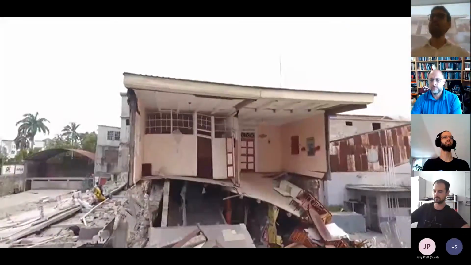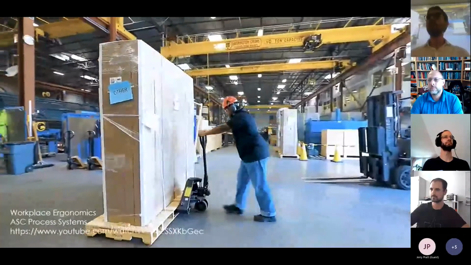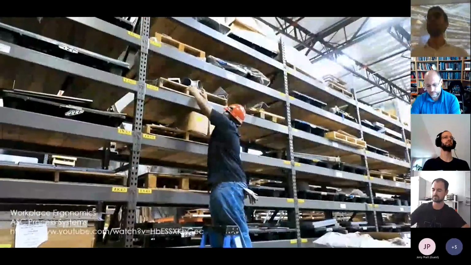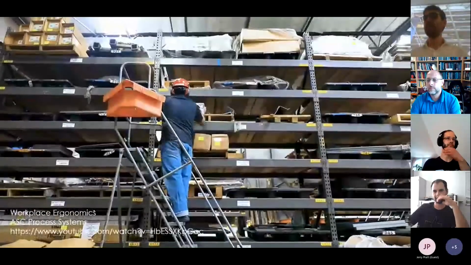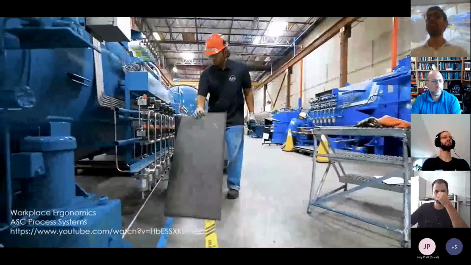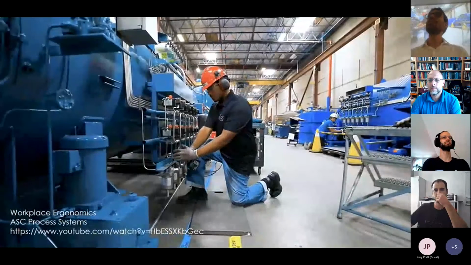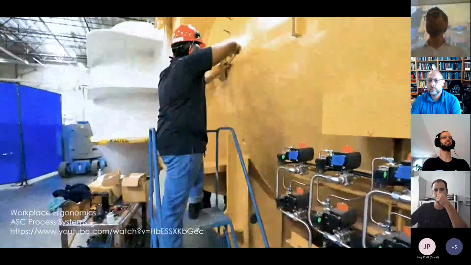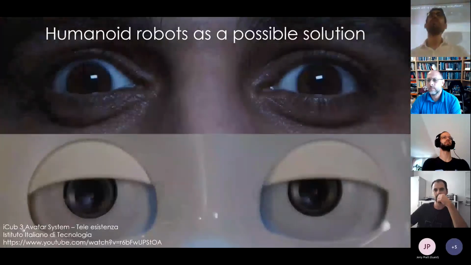As a second example, let's now imagine the worker of the future. According to the statistics, back injuries account for 1 in every 5 injuries and illnesses in the workplace, and this is due to the manual handling of loads. So as robotics researchers, in which way can we improve the working conditions for a human? Well, a possible solution is to use humanoid robots.